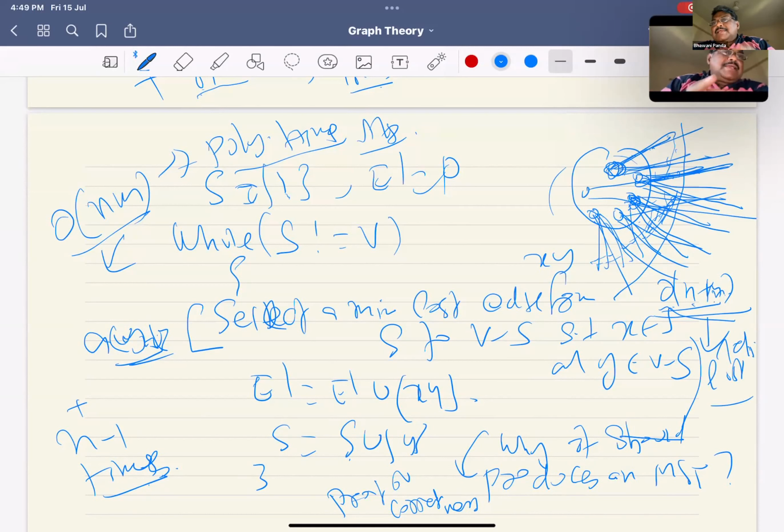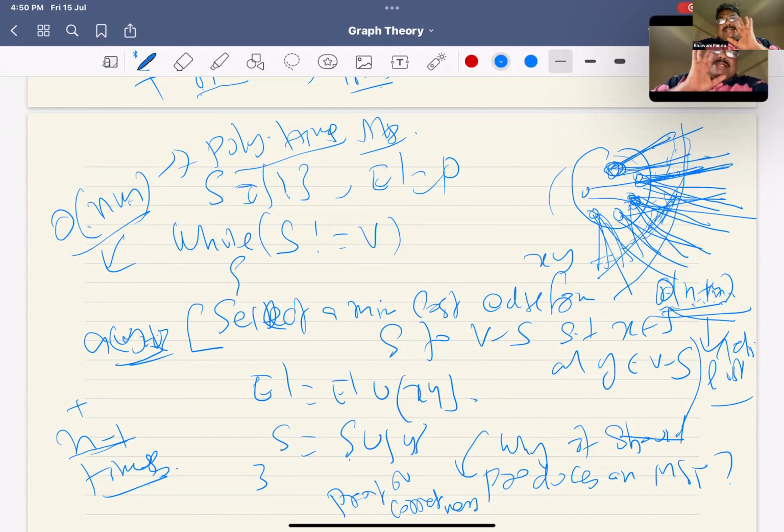Minimum is equal to the first element. If the minimum is less than the second element, then that will be the minimum. If the minimum is greater than the second element, the second element is the minimum. So basically I can find the minimum in order of n time if n elements are there. But the size of this list is order of n plus m, so we can find the minimum in order of n plus m time. But now, how many times am I iterating? n minus 1 times. So you multiply n minus 1 over here, and you get order of n square plus nm. m is always greater than or equal to n minus 1, so it will be order of nm time. Is this clear? Yes, sir.